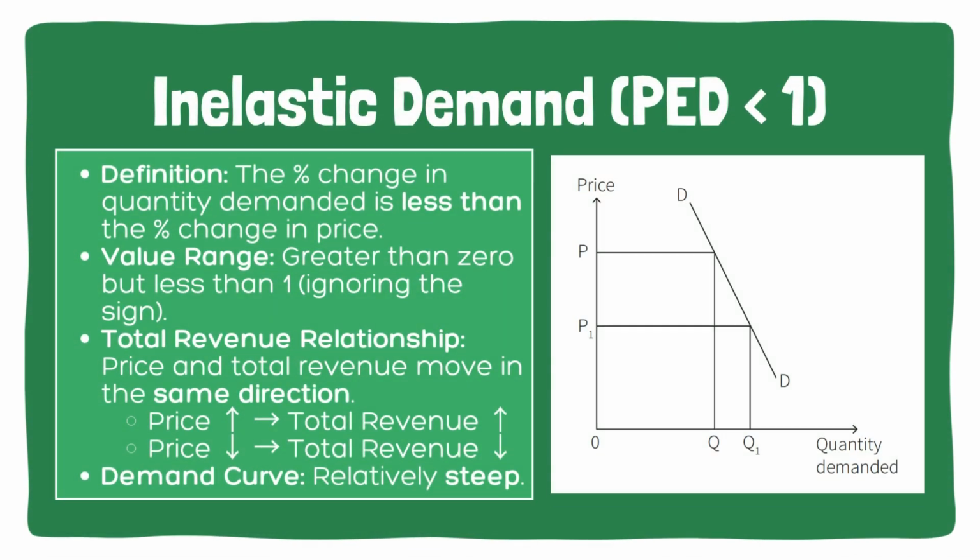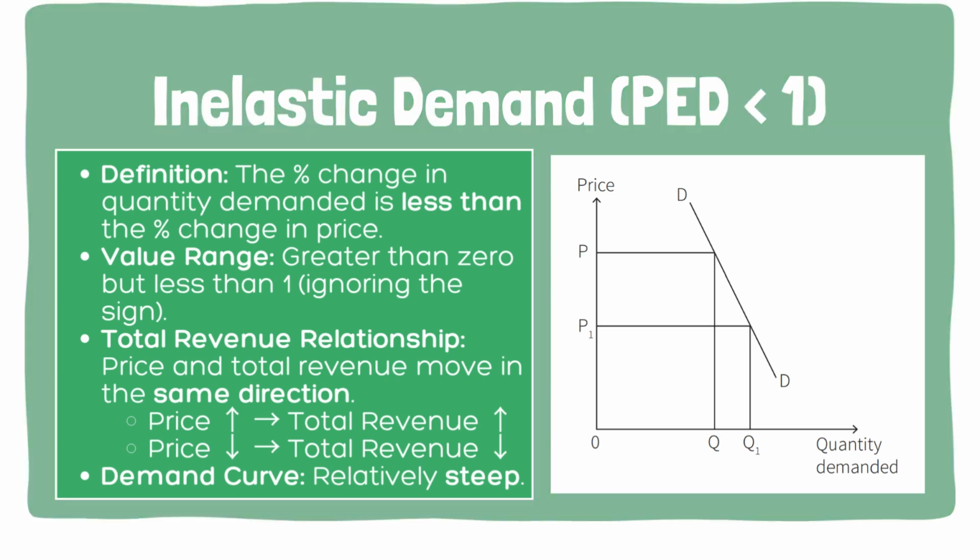In contrast, when demand is inelastic, the quantity demanded changes less than the price, meaning the PED is less than 1. In this case, price and total revenue move in the same direction. If price rises, total revenue also rises. Inelastic demand is represented by a steep demand curve, showing that consumers are less sensitive to price changes.